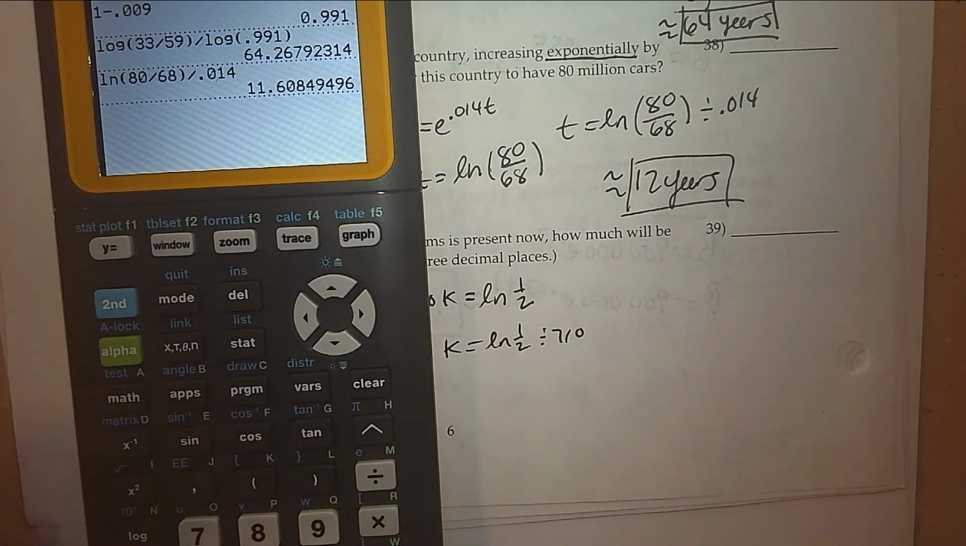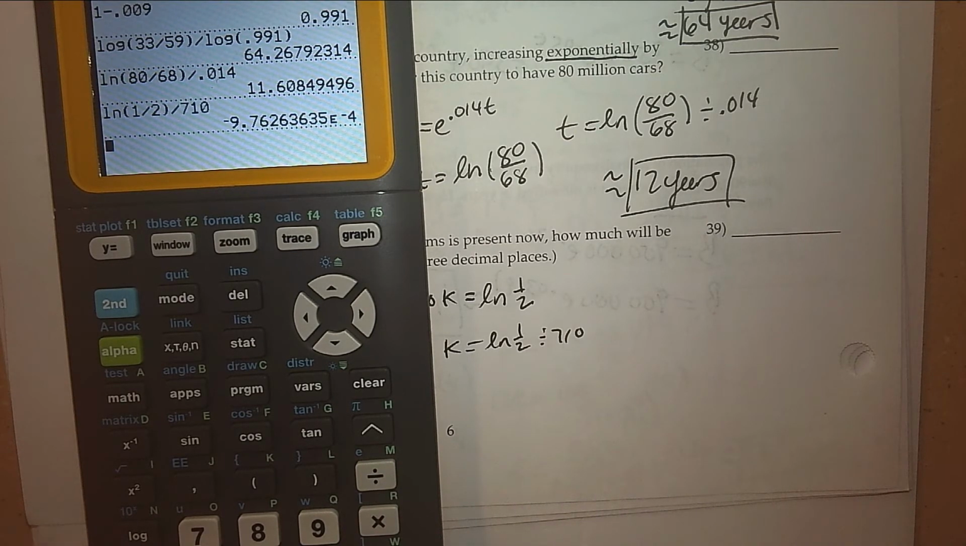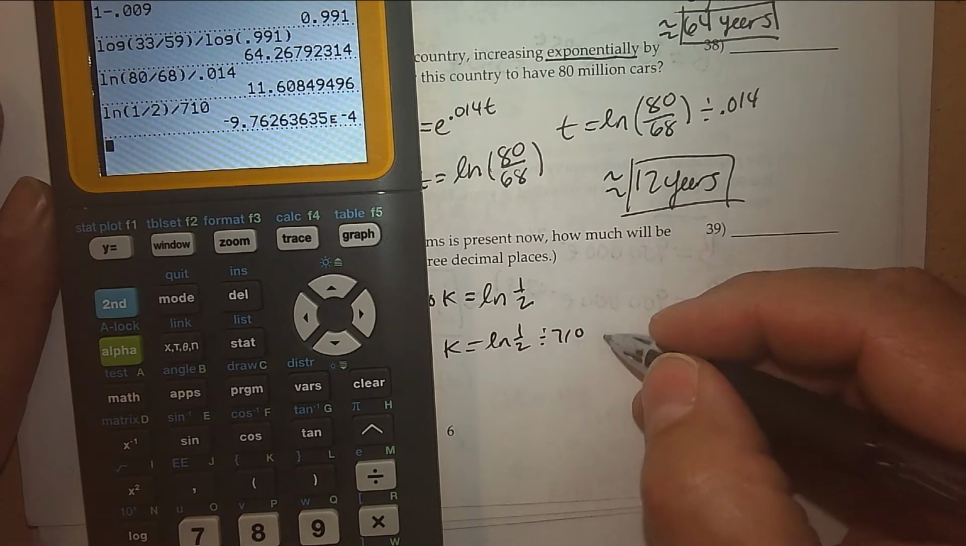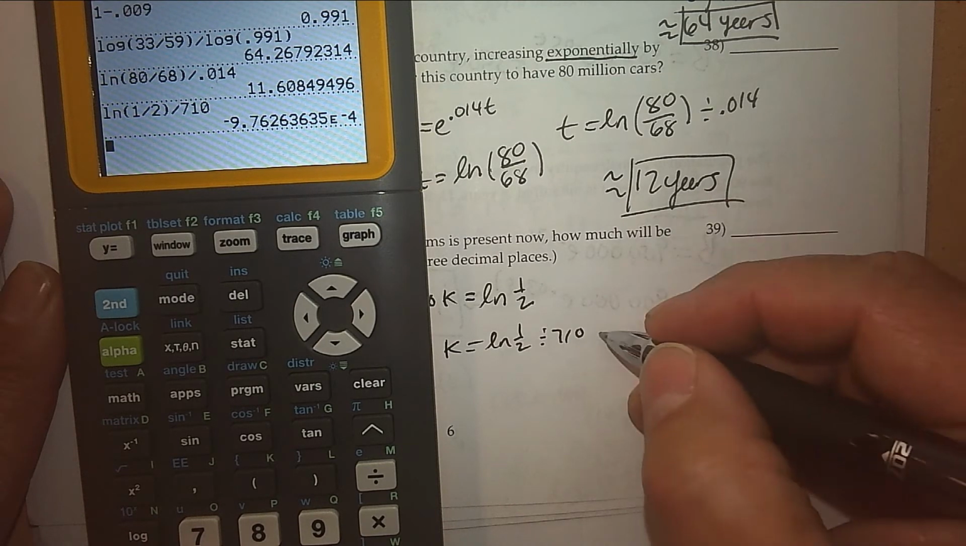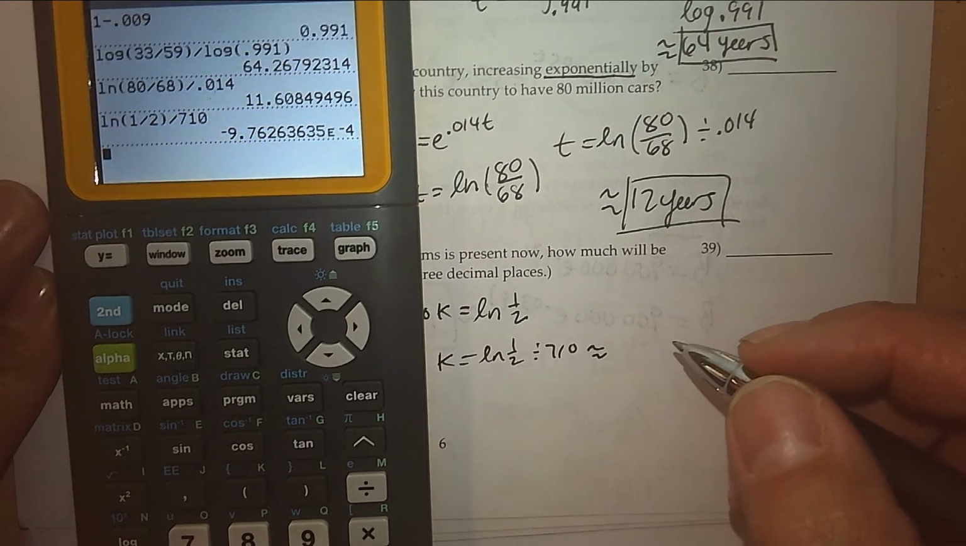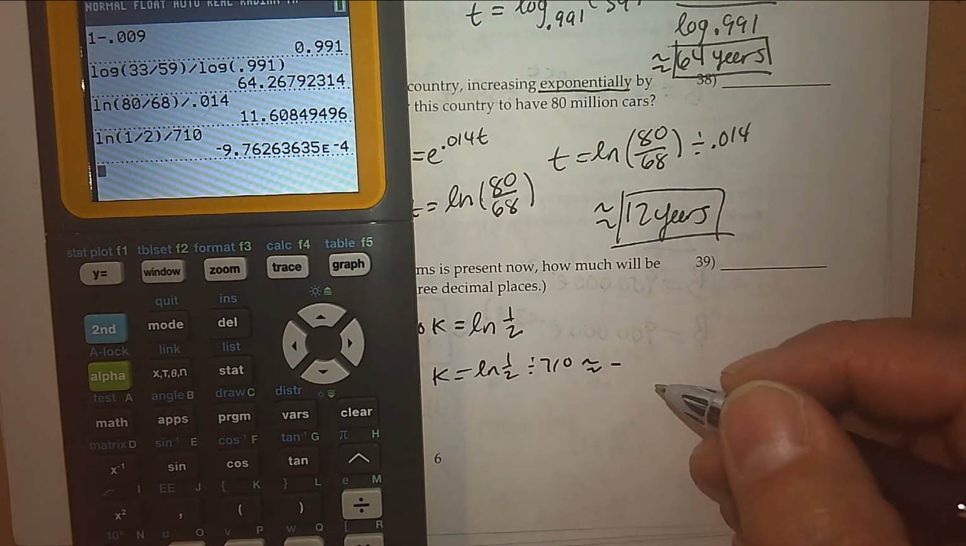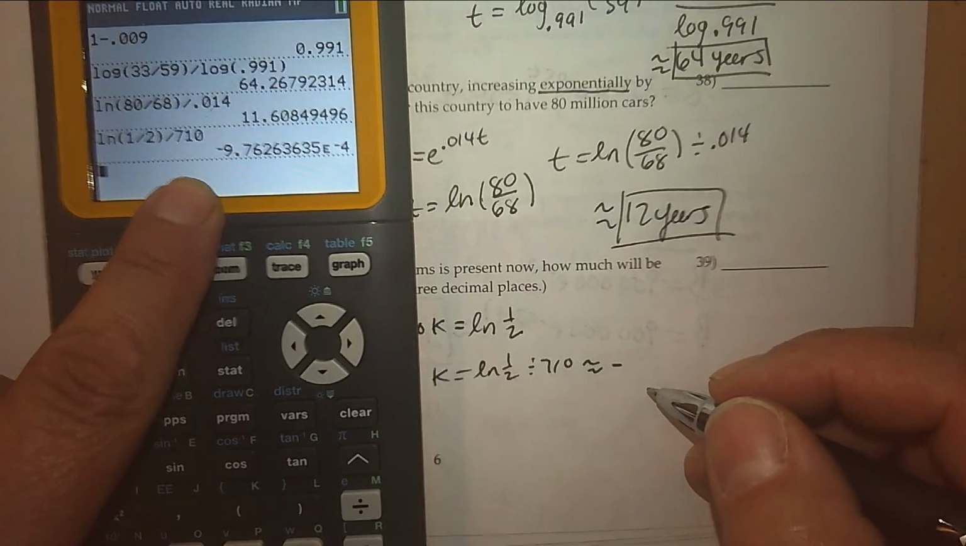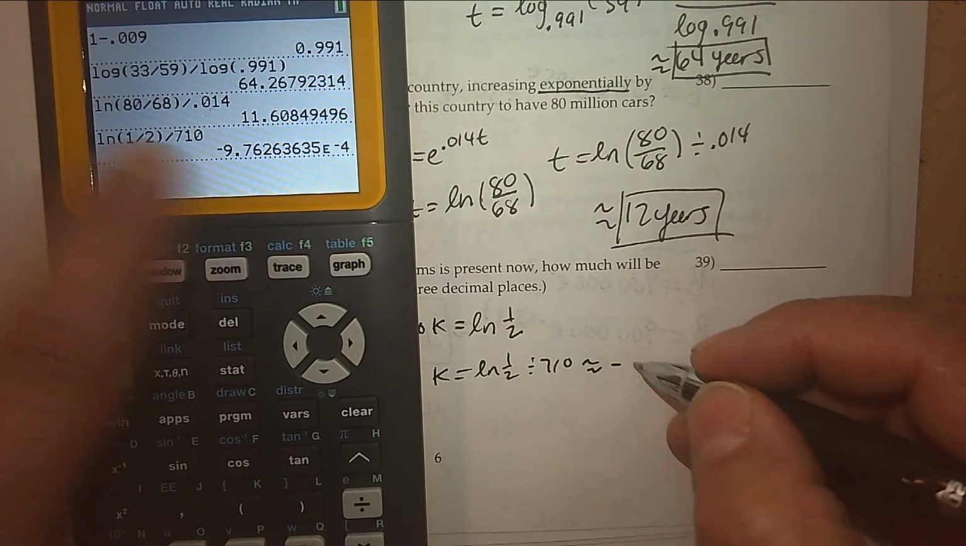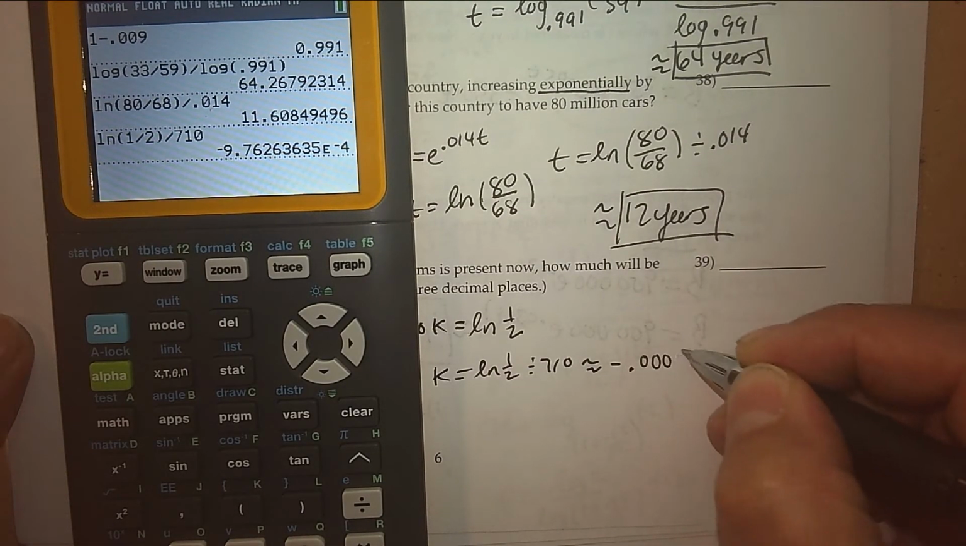So I'm going to use my calculator, ln, and then make sure you close your parentheses. Don't put 710 inside the logarithm. Remember I said we're going to get a negative answer. Now what's interesting here is, do you see how my calculator gave me scientific notation? So that means I need to move the decimal 4 to the left. So I move it 1 to the left, and there's going to be 3 zeros in front of 9.